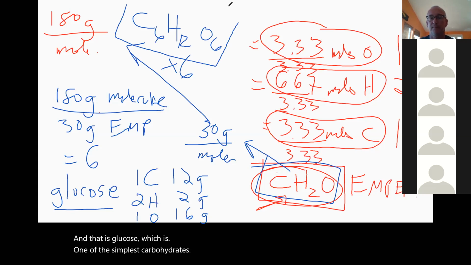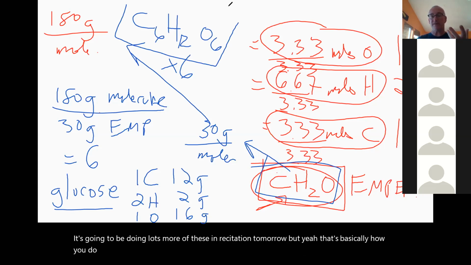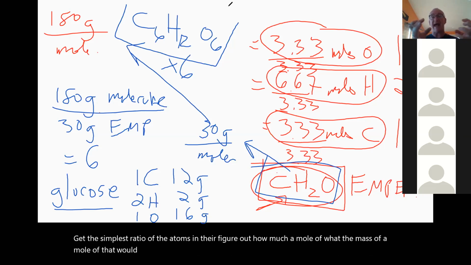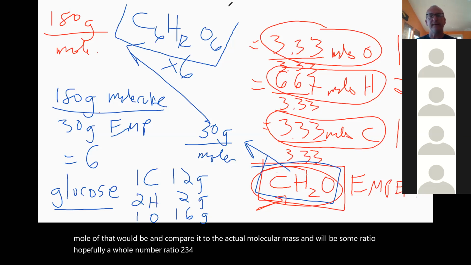Okay? So we're going to be doing lots more of these in recitation tomorrow. But yeah, that's basically how you do that. First, you figure out the simplest ratio by assuming you've got 100 grams of whatever. Convert the percent to grams, get the simplest ratio of the atoms in there, figure out what the mass of a mole of that would be, and compare it to the actual molecular mass. And it'll be some ratio. Hopefully a whole number ratio, like 2, 3, 4, 5, 6, 7, something like that.